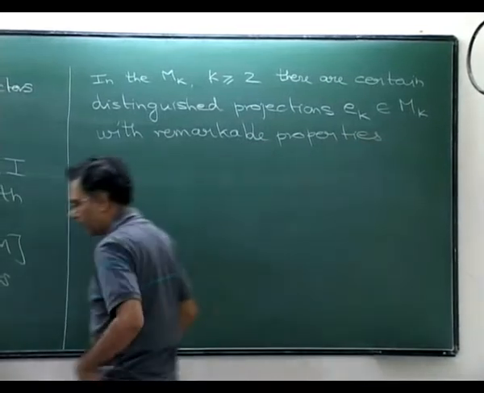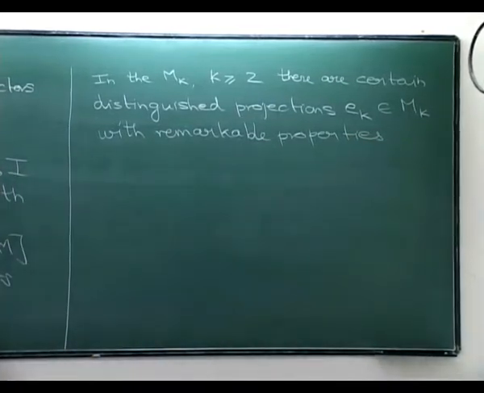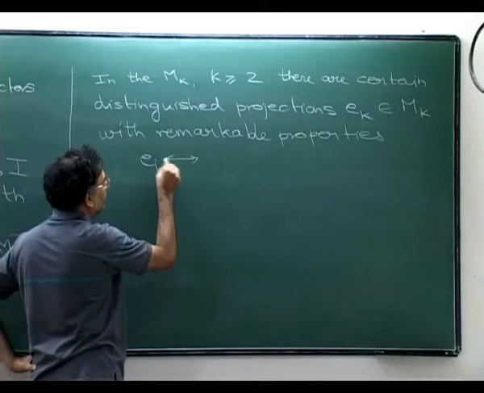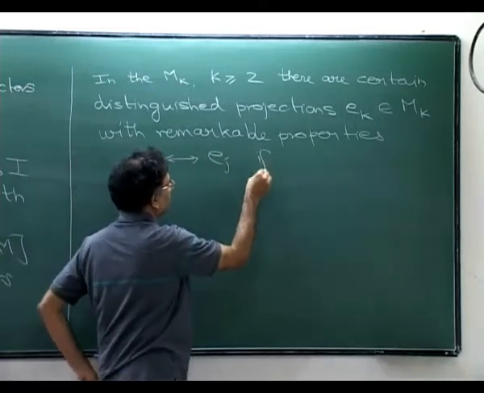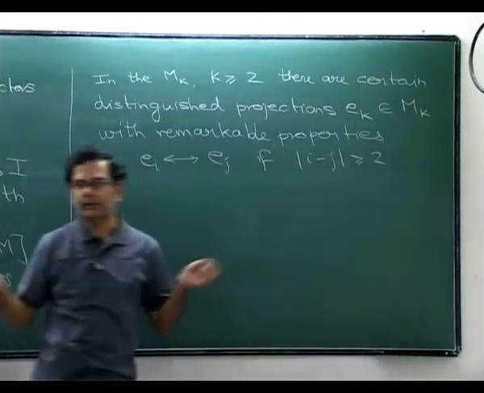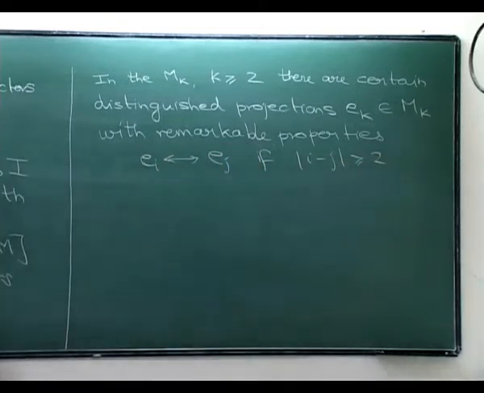So what are these remarkable properties? These remarkable properties can be expressed in terms of a couple of equations. Two of them. One is that Ei and Ej commute if i and j are far apart. So E1 will commute with E3, E4, E5, and so on. E2 will commute with E4, E5, E6, and so on. E3 commutes with E1, E5. Except neighboring ones, any two of the E's will commute.